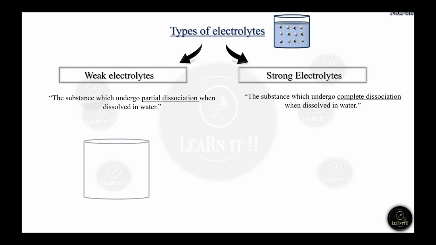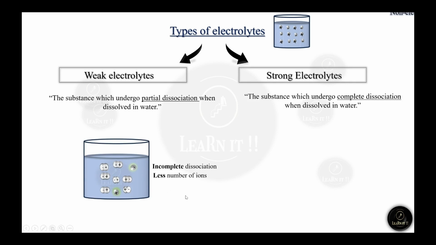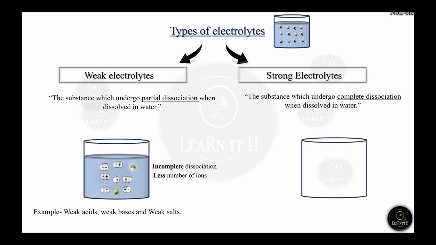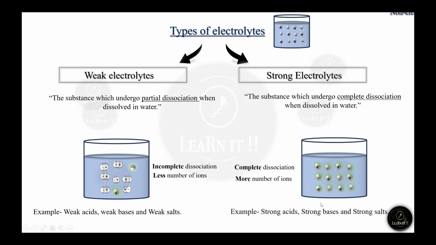So in case of weak electrolytes, when we dissolve in water, fewer ions are produced because of incomplete dissociation. Examples of weak electrolytes are weak acids, weak bases and weak salts. In case of strong electrolytes, when we dissolve in water, they have complete dissociation and more ions are produced. Examples are strong acids, strong bases and strong salts.